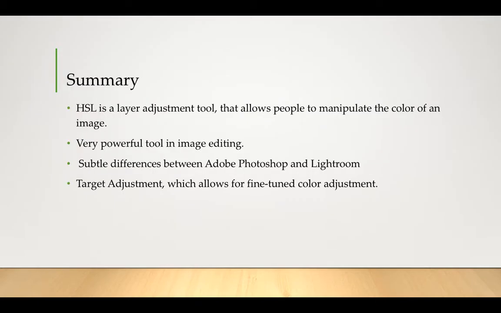So pretty much to summarize what I talked about, the HSL is a layer adjustment tool that stands for hue, saturation, and luminance, which are the three elements of the color. It allows people to manipulate the color of an image or a photo. It's a very powerful tool used in image editing that I don't think is talked about enough, but it has a lot of benefits and it can be really useful for photographers or people editing images.